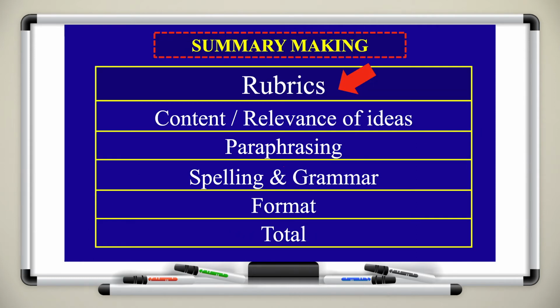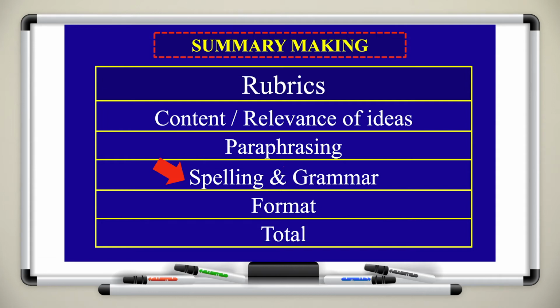Here we have the rubrics for the summary making. These are the things that we want you to keep in mind or pay attention to as you summarize. First of all, we have the content or relevance of ideas. That means that we want you to make sure that your ideas are relevant to the text and they are not off topic. The next thing is paraphrasing. Just like we did in the beginning, you paraphrase the sentences into your own words.